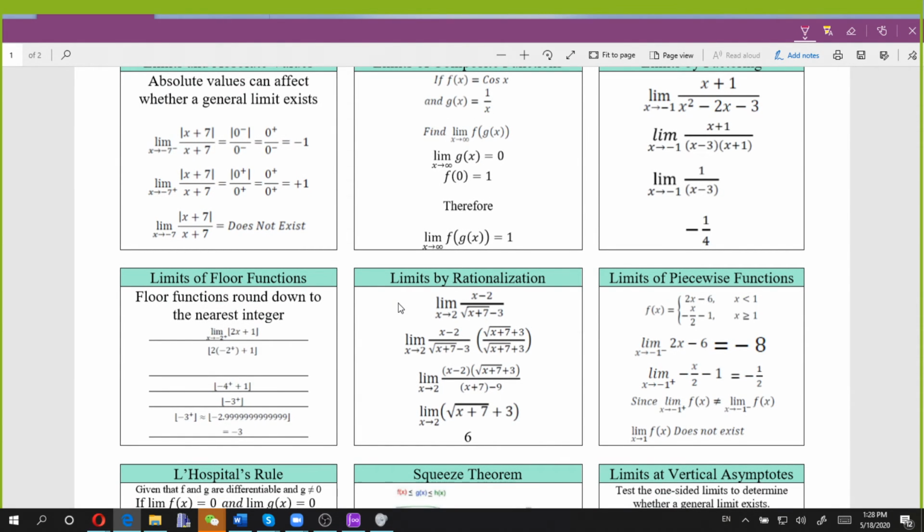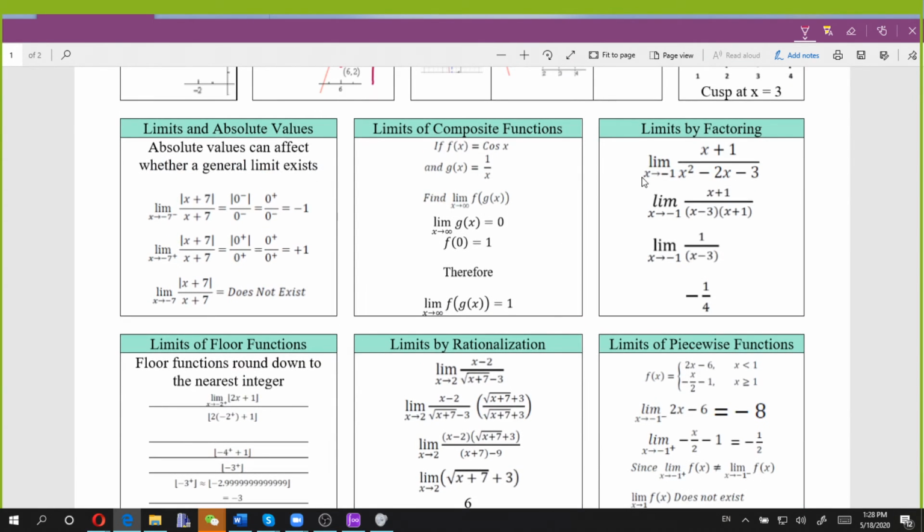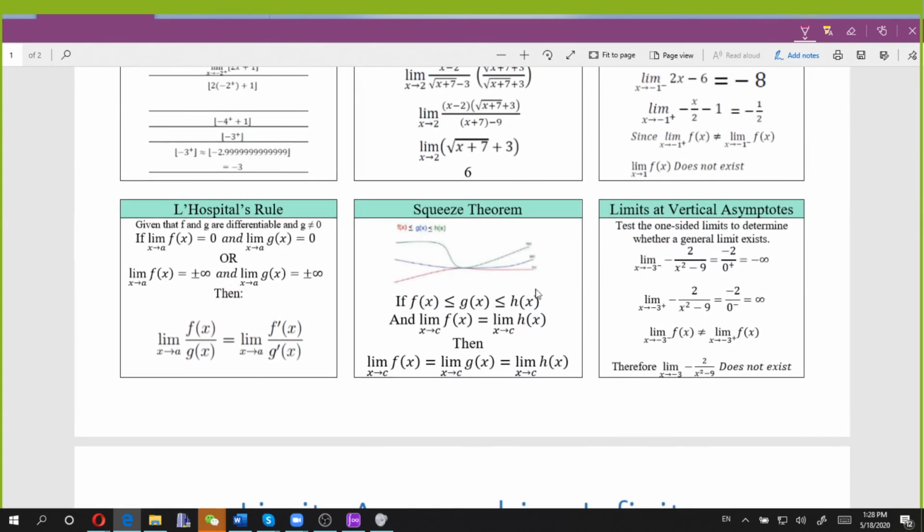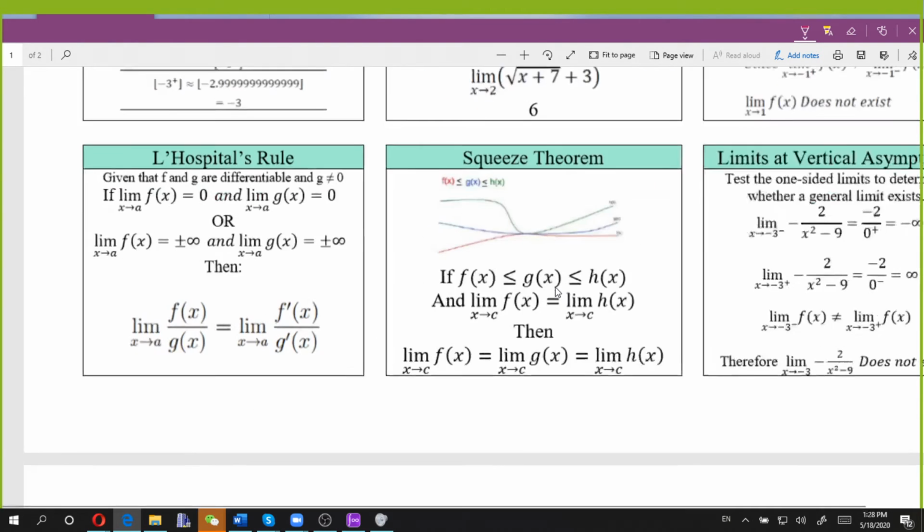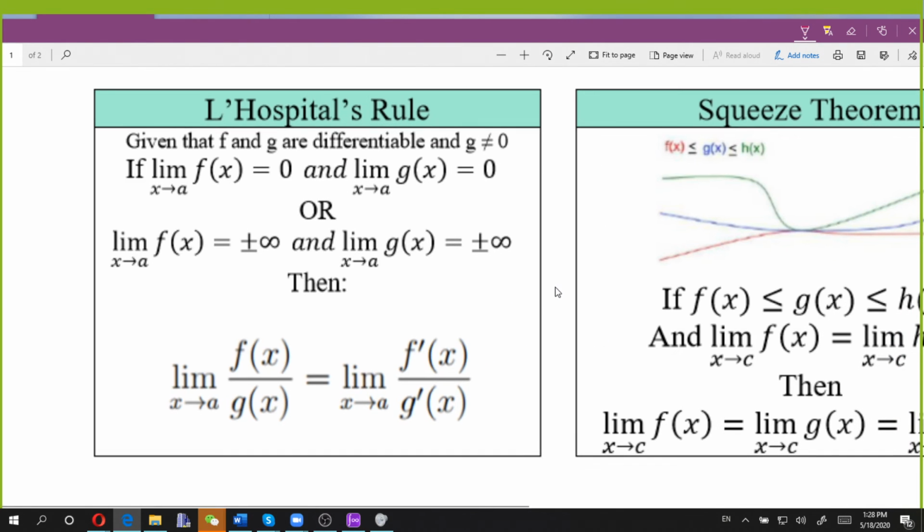I've got several other types of limit solving problems that are on this sheet. So different ways to solve more difficult limits just on your cheat sheet. L'Hospital's rule does not show up on your exam, but if you know how to use it, you can shortcut. So I'm going to go through that really quick. I did not teach this the first time we went through limits because you have to know how to derive in order to use it.